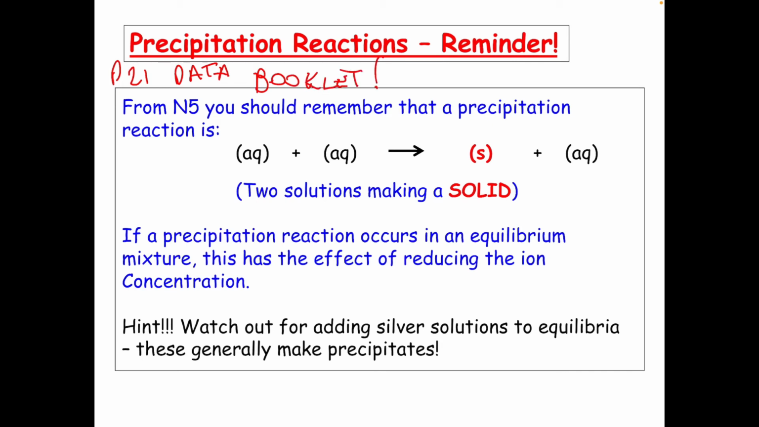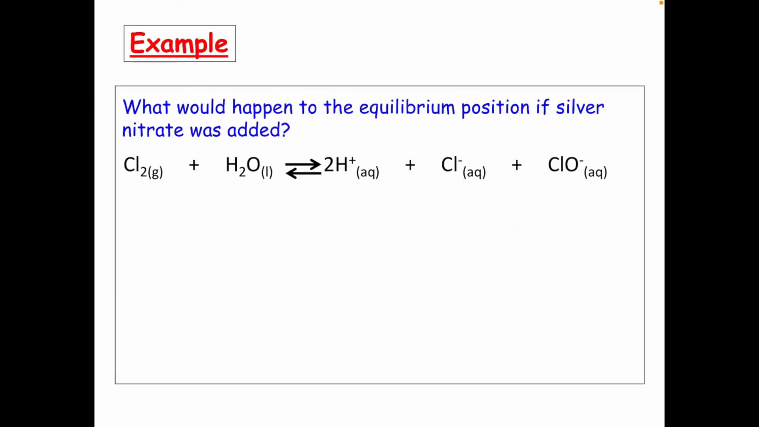Okay, so that's going to be helpful for you here. You want to go to page 21 of your data booklet to make sure that you can see if things are going to be insoluble. Okay, and if we have a look at this one, this is just a wee example to see how equilibrium position could be changed if silver nitrate was added.